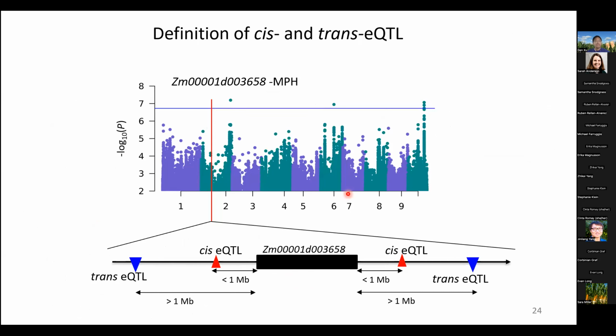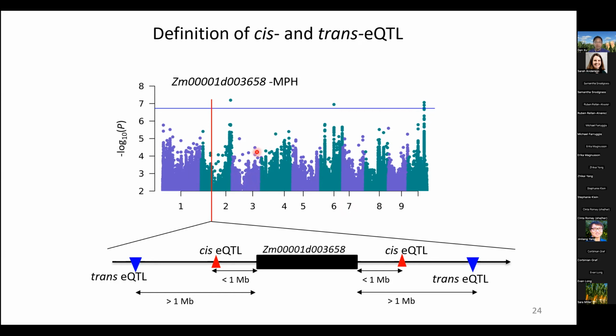So GWAS is a very effective way to find genetic loci that control phenotypes. Here we already have different kinds of phenotypes, and we also have genotypes of our population. And then we conduct GWAS for each trait. Here I show one example of our GWAS result for one gene's mirror pattern heterosis.